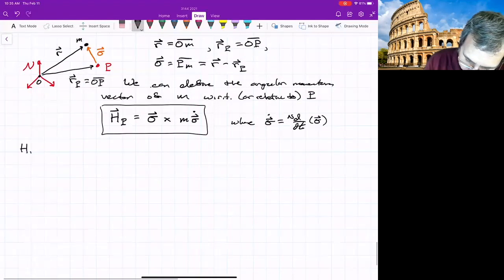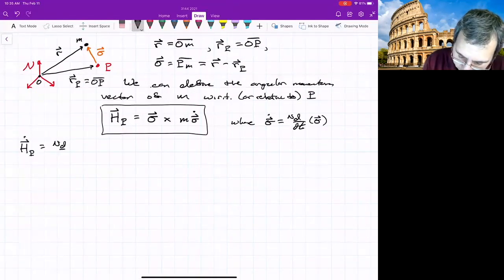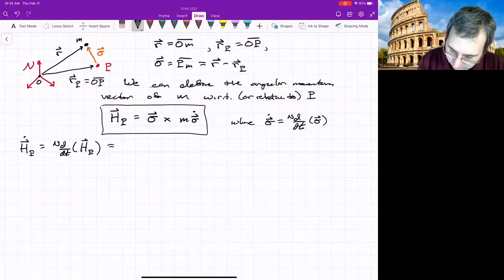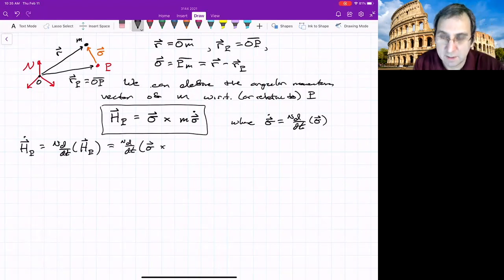Take the inertial derivative, H_P dot. That means the inertial derivative of H_P. And now just plug in how we've defined it here: sigma cross M sigma dot. We're going to have to take that derivative.